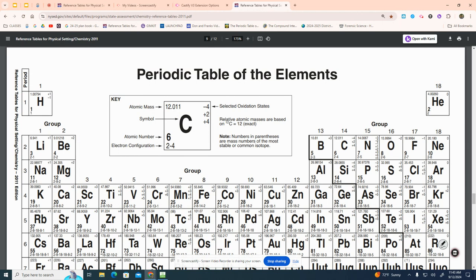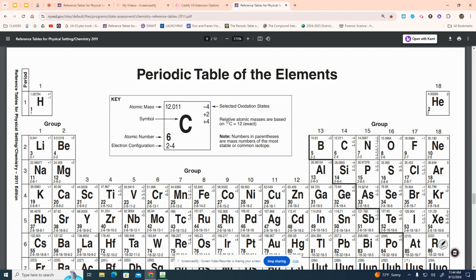If you look at oxygen, 15.99, what is the mass of most of the oxygens in the world? 16. Whatever that number is closest to is what you're going to have the most of. There is a math equation to calculate that. We're not there yet. We're going to get there. But this is on every single Regents, knowing how to calculate that average. Okay?